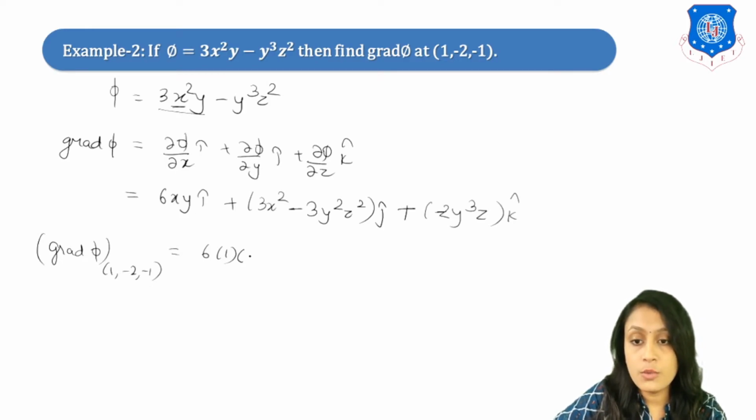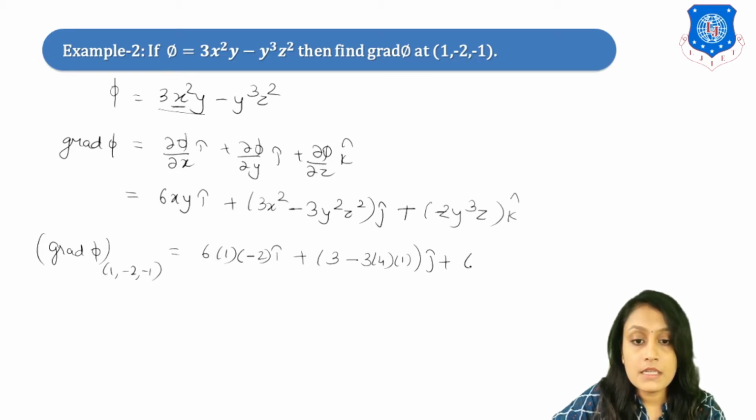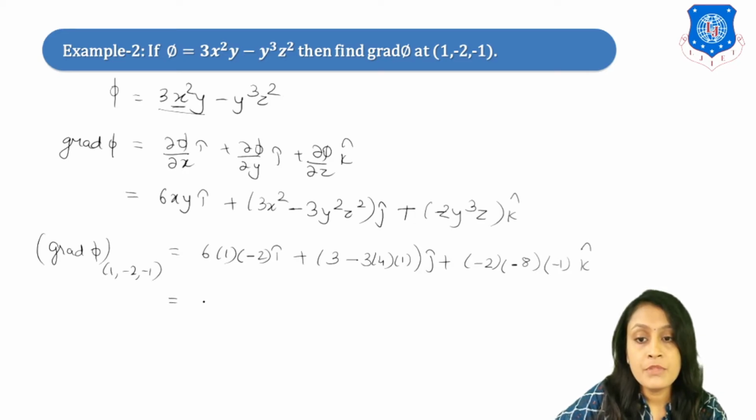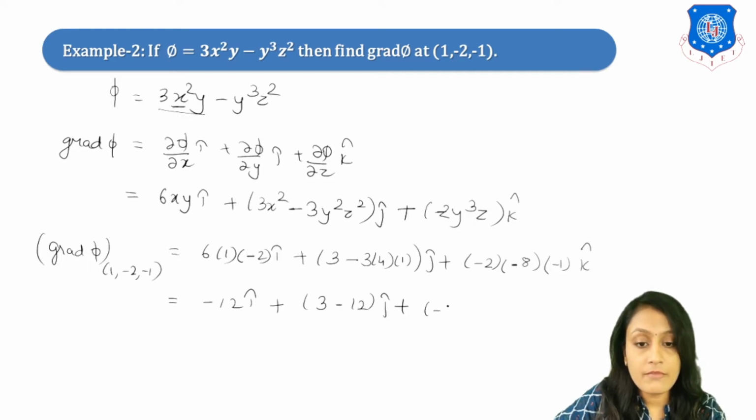So we have 6 into 1 into -2 i, plus 3 x square means 1, minus 3 y square means 4, and z square means 1, and this j cap, plus minus 2 into y cube, so this is y, its cube means -8, and z is -1, so here we have -1 k. All right, now just simplify this. So this is -12i, plus 3 minus 12 j, plus, now see, we have 3 minus, so here we have -16k. Simplify further, so -12i - 9j - 16k is the answer.